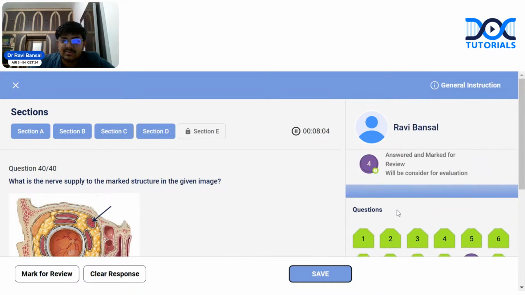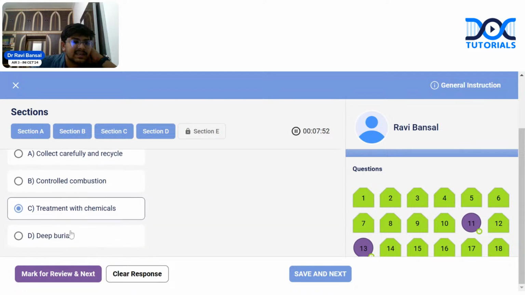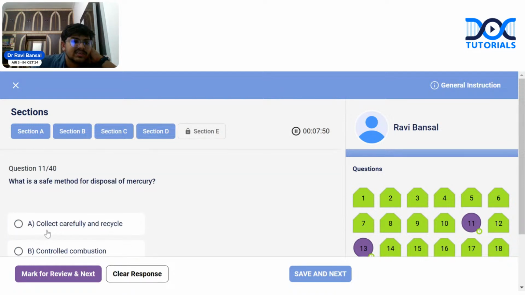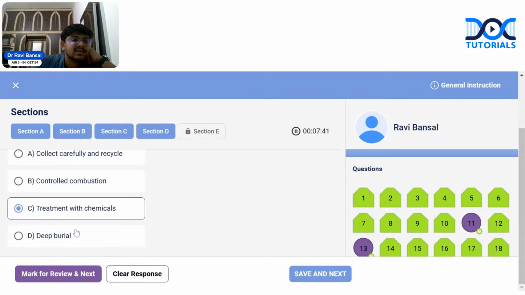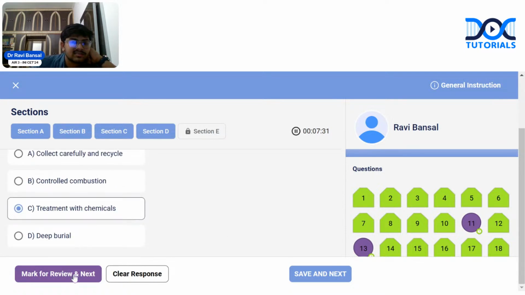So we have 8 minutes remaining, and we will just review the questions we have left. Safe method for disposal of mercury. There is mercury disposal in hospitals, so they ask this question. We have ruled out B and D. So we collect it carefully, but I do not think recycling the mercury is safe, but this is not in general practice. I think you just treat it with chemicals and dispose of it in the drainage. So I think this is the right answer.